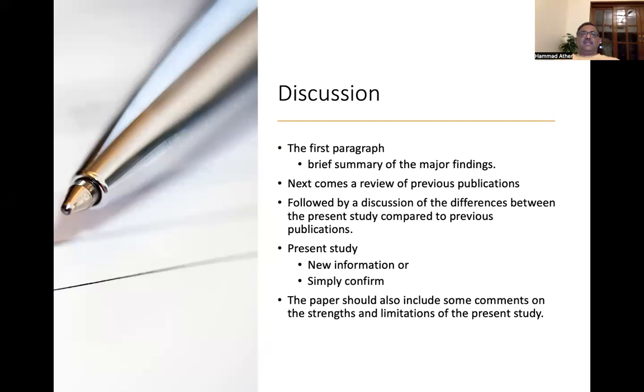So in essence, the first paragraph of the discussion is a brief summary of your major findings. Next comes a review of previous publications, followed by a discussion of the differences between the present study and the previous ones. Then you describe what the present study adds, new information and/or simple confirmation of the old work, and the paper should also include some comments on the strengths and limitations.